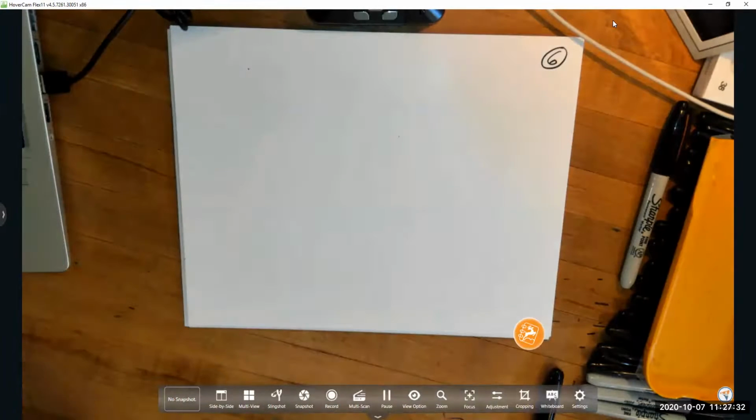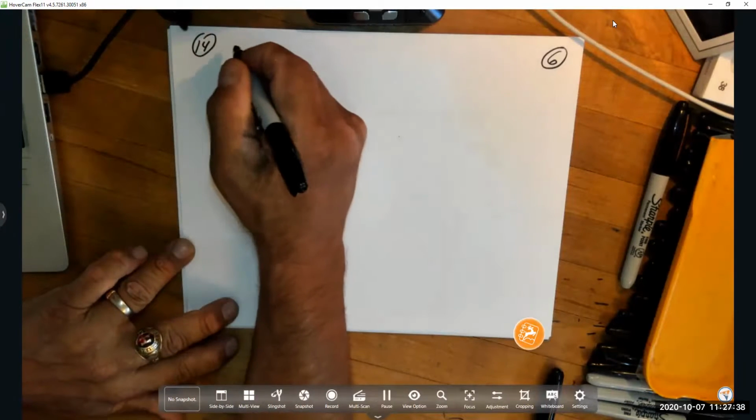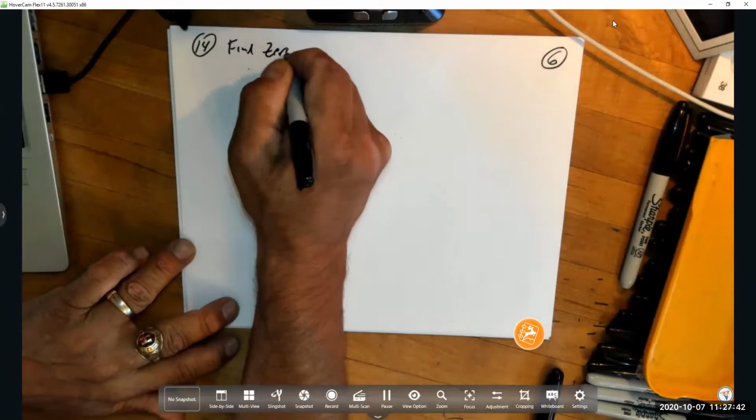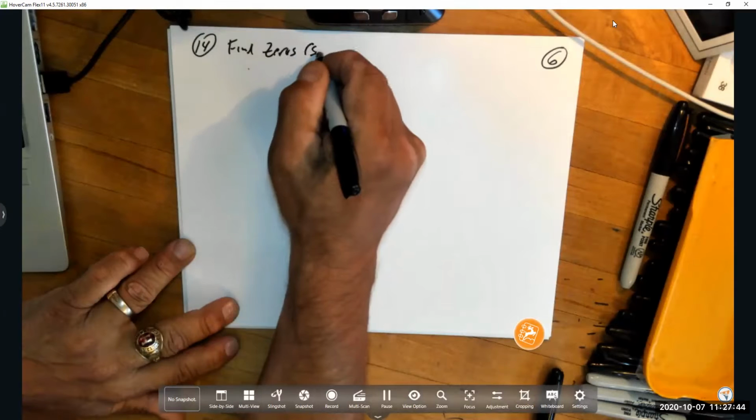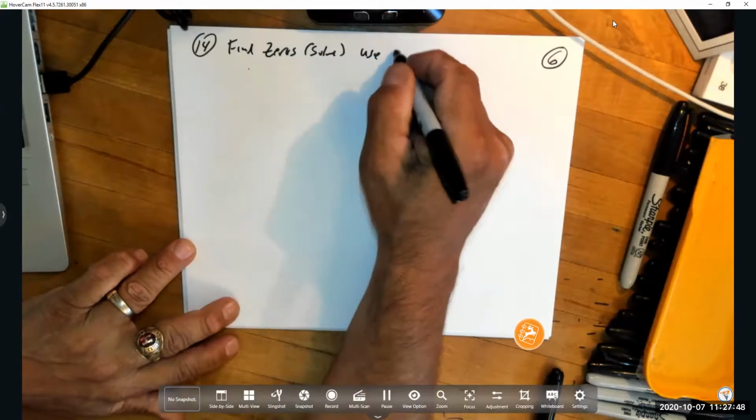All right. I'm going to go number 14. Number 14. It says, solve, use a code. It says this other word. Find the zeros, which is the same thing as solve. Find the zeros, use the quadratic formula.